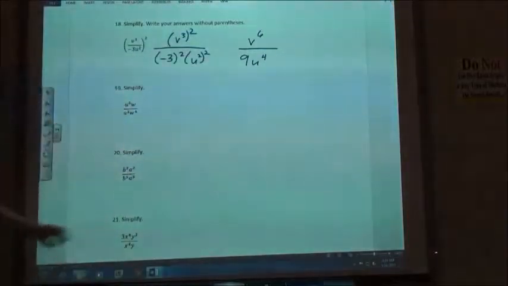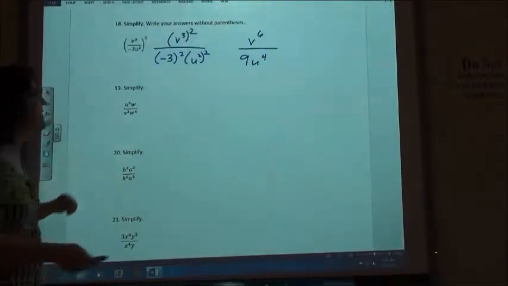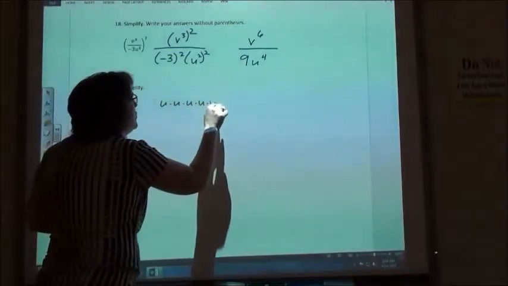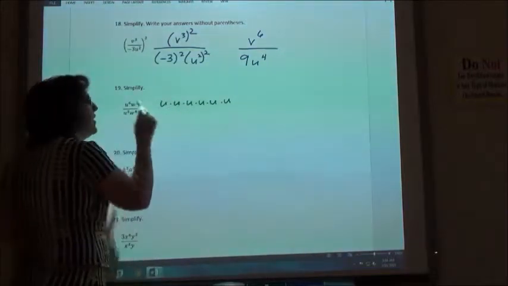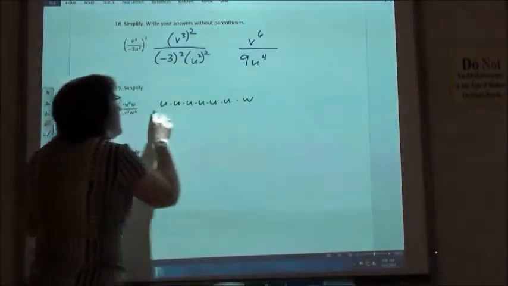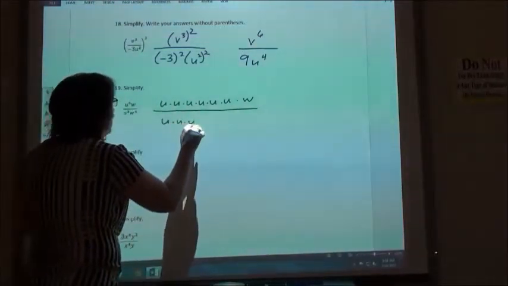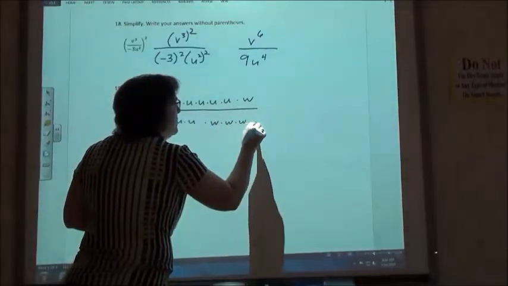We're simplifying fractions, and in this case we're thinking about canceling things out. So again, if I do it the long way to explain what my rule is, u to the sixth means I have u times u times u times u times u times u, 1, 2, 3, 4, 5, 6 of them. Then I have times the w. On the bottom I have u to the third, u times u times u, and w to the fourth, w times w times w times w.